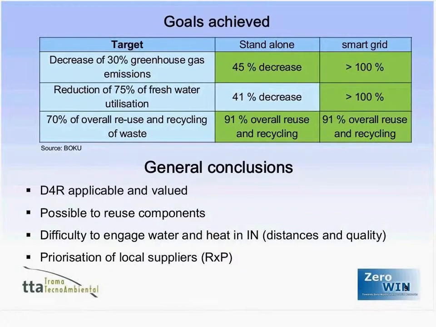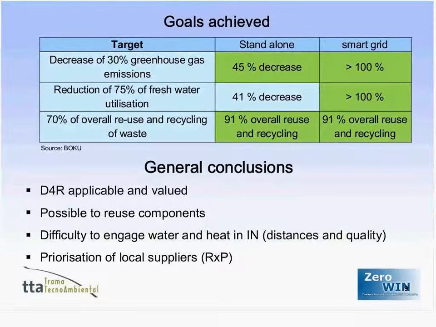When we evaluate the achievements of these practical demonstrators in light of the targets the Zero Wind project had, we had very clear targets in terms of decreasing greenhouse gas emissions. We fulfilled this target and even more. We achieved a 45% decrease of greenhouse gas emissions with respect to the baseline, and the target was 30%, so we achieved that in both configurations, standalone and smart grid.